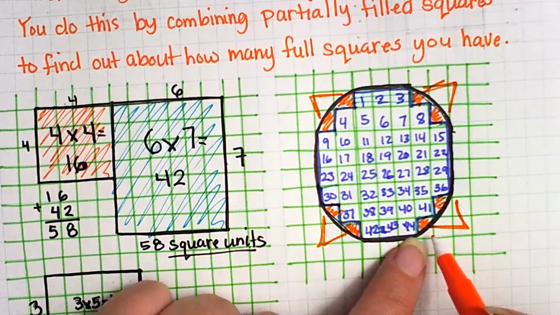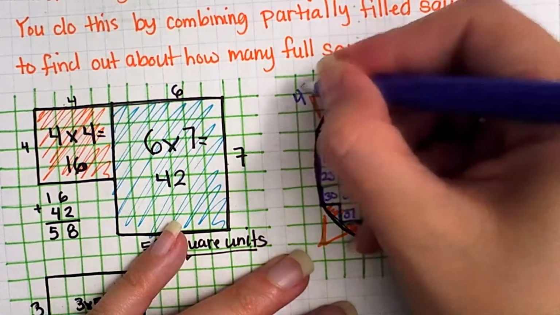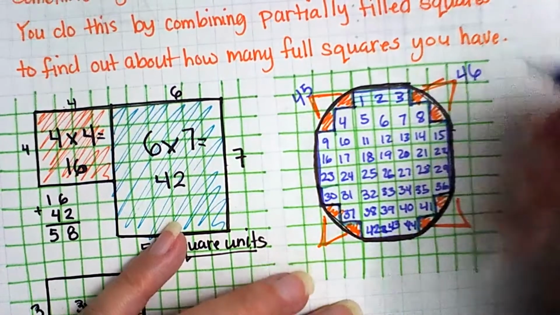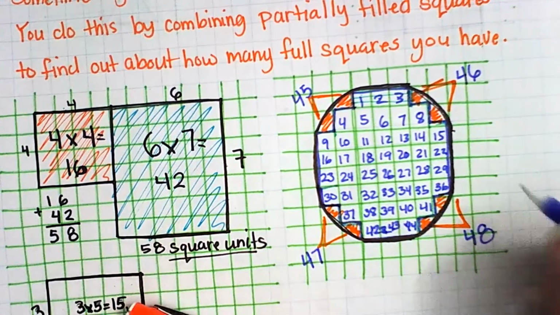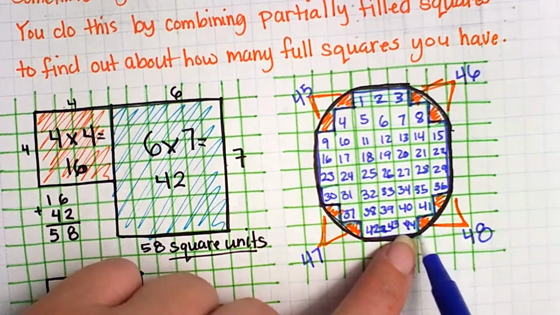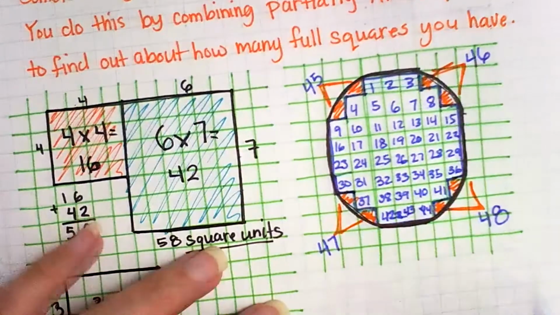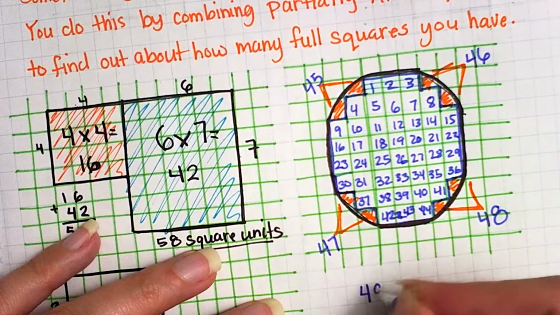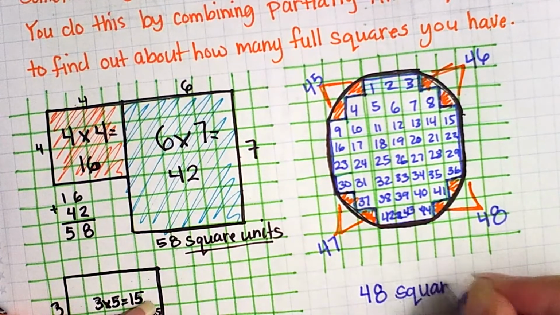So if we got to 44, this one out here will be 45, 46, 47, 48, right? Because we put two pieces together to make a whole one. So we'd already reached 44 over here, 45, 46, 47, 48. So our area is going to be 48 square units.